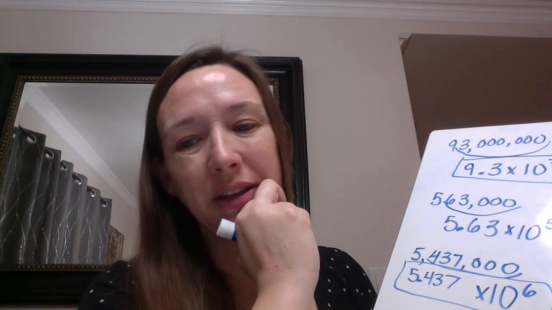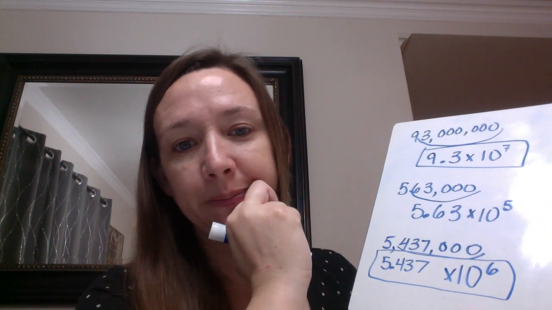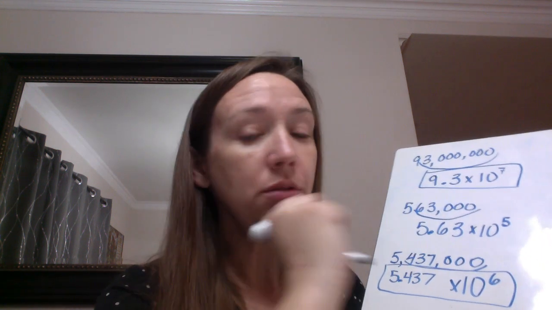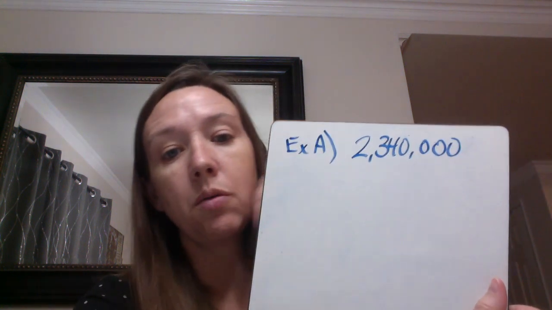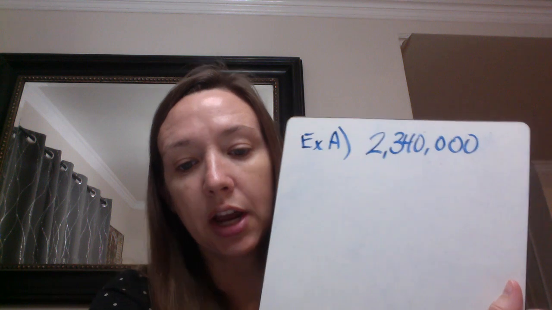Once you get it, it's really not that complicated of a system to do. Okay, now what I'd like you to do is to do example A. So you're going to pause your video and try A. If you didn't have the paper with you, let me show you what it looks like. In example A, we have 2,340,000. And I'd like you to pause the video and write that in scientific notation, then check your answer. You tried it. I want you to try it. Get an answer. A wrong answer is way better than no answer at all.